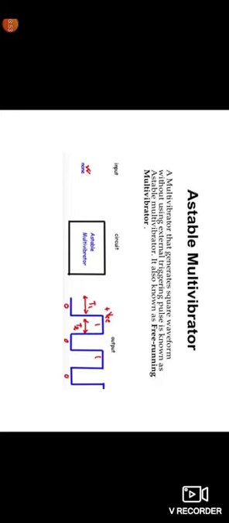In the astable multivibrator circuit, the output is a square wave. The time periods are T1 and T2, so the total cycle time period is T1 plus T2, and VCC is the applied voltage. There is a pulse of 0 and 1. Whenever an external triggering pulse is applied, then only will it start conducting in the circuit.